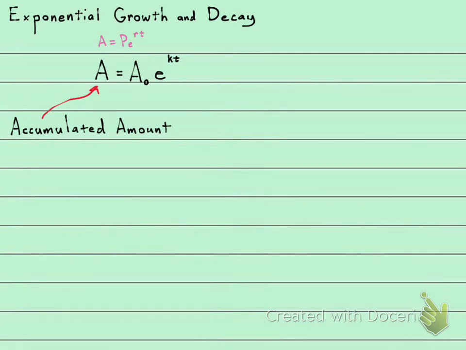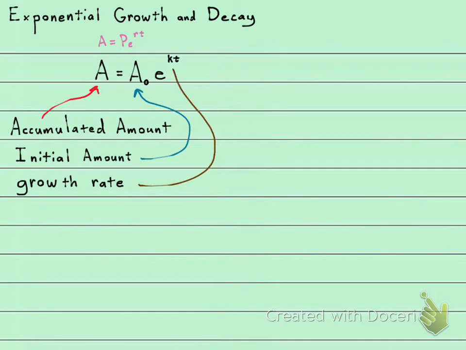The A with the sub-zero, we call it A naught, is the initial amount. You could think of 0 being at 0 time. E is that number, the 2.718. K is going to be your rate, and the growth rate will be a constant. And then T is going to be the time, so the time after you start observing.